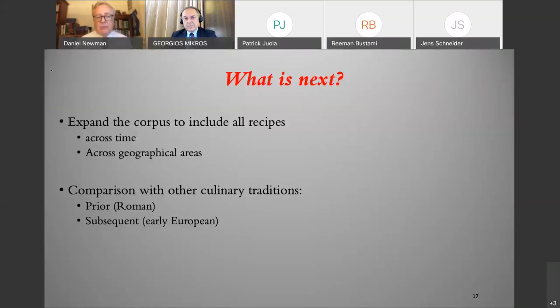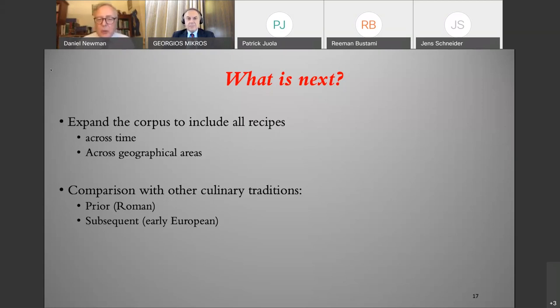Where do we go from here? Well, actually, this is really but the tip of the iceberg. And the intention and work is already well underway. We intend to expand the corpus to include all of the recipes. So that means of every single extant cookery book. And of course, this will then allow us to provide a very clear picture of the development of the cuisine in the Mediterranean across five centuries, but also from one end of the Mediterranean, from the Western Mediterranean to the East.